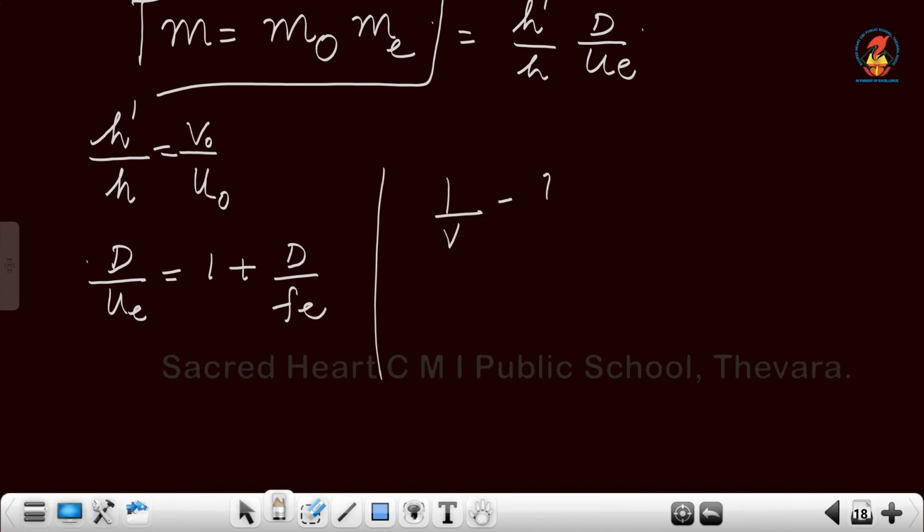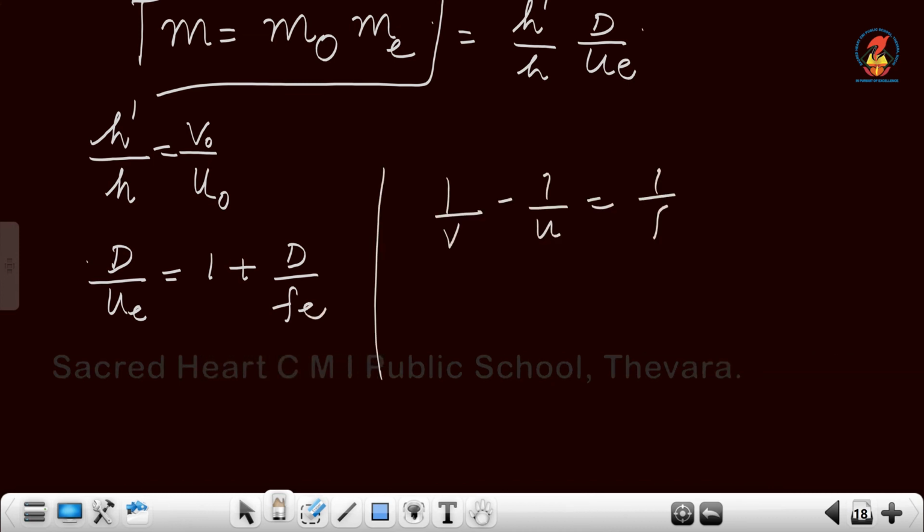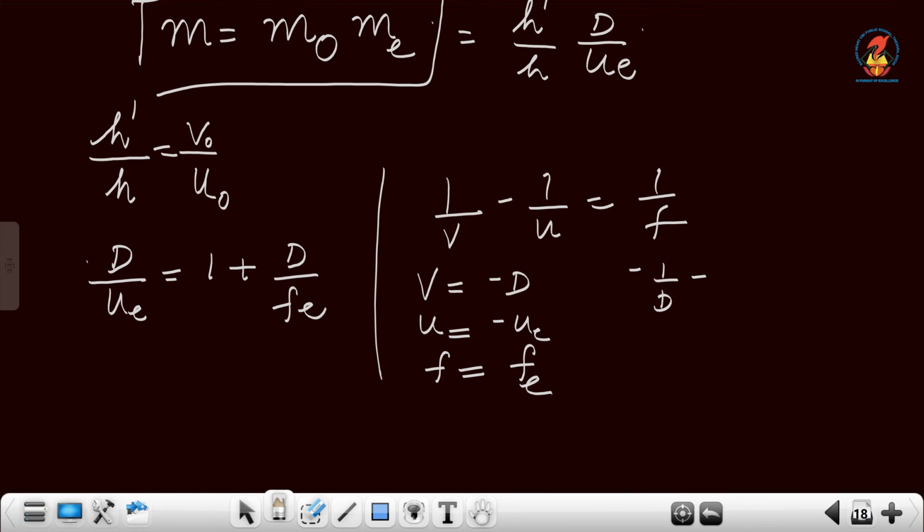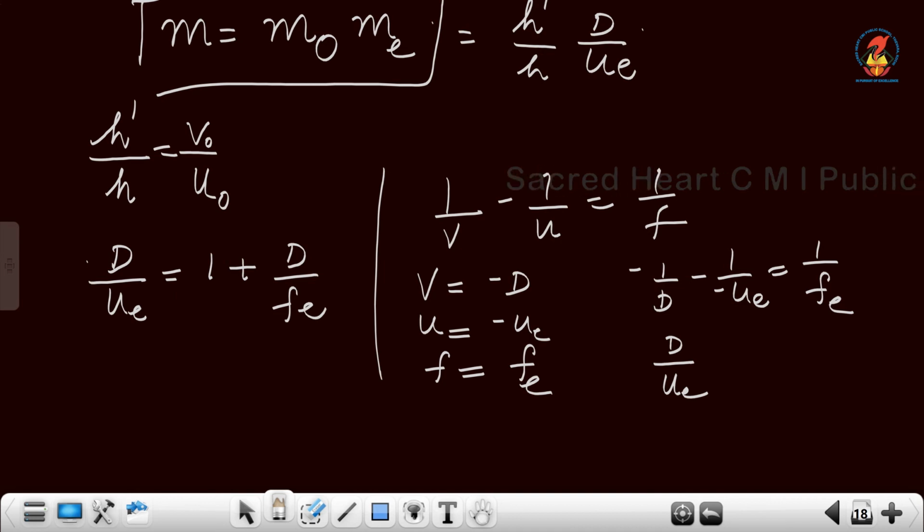This equation 1 by v minus 1 by u is equal to 1 by f. In our case, v is the final image distance, that is minus D. u is the object distance of the eyepiece, that is minus ue, and f is the focal length of the eyepiece. Since there are two lenses, it is denoted by fe. So we get minus 1 by D minus 1 by minus ue is equal to 1 by fe. Now on rearranging and multiplying with D, we get D by ue is equal to 1 plus D by fe itself.